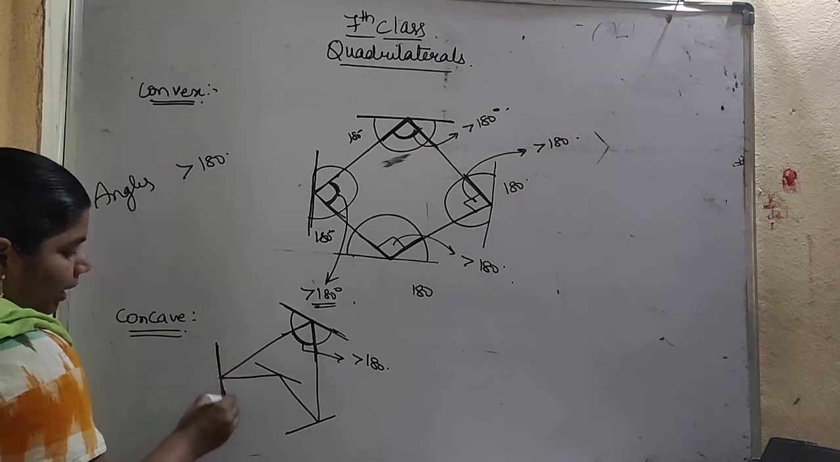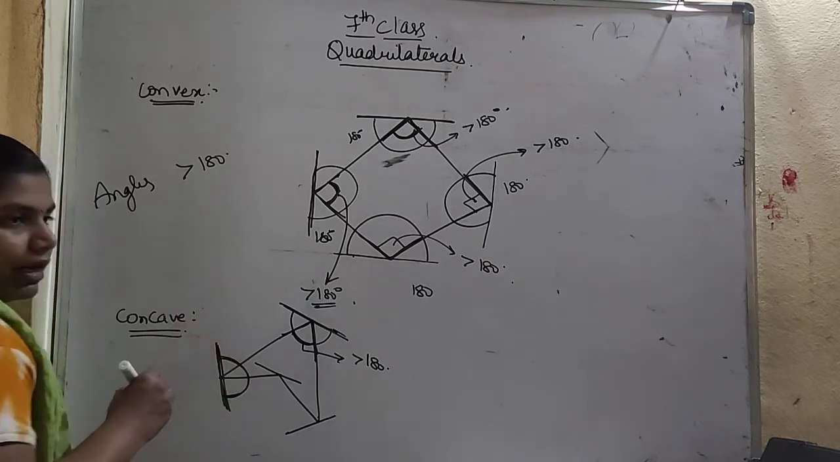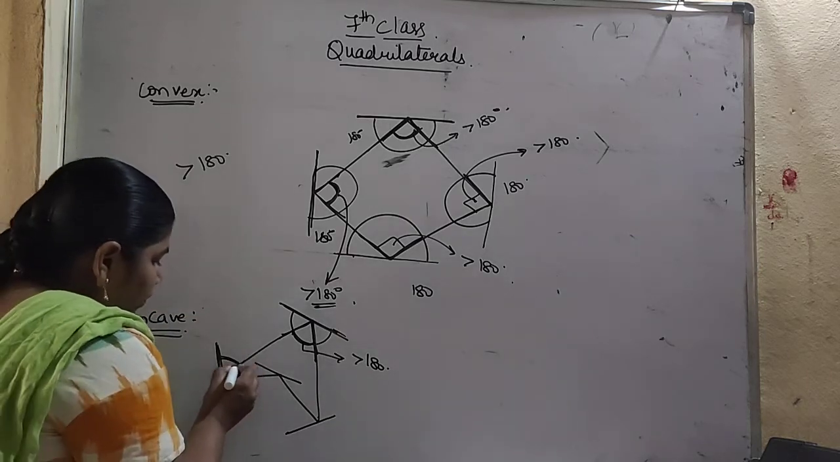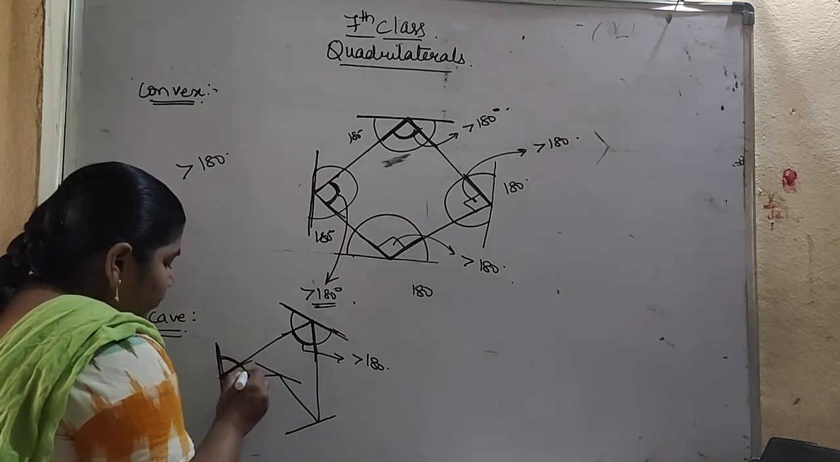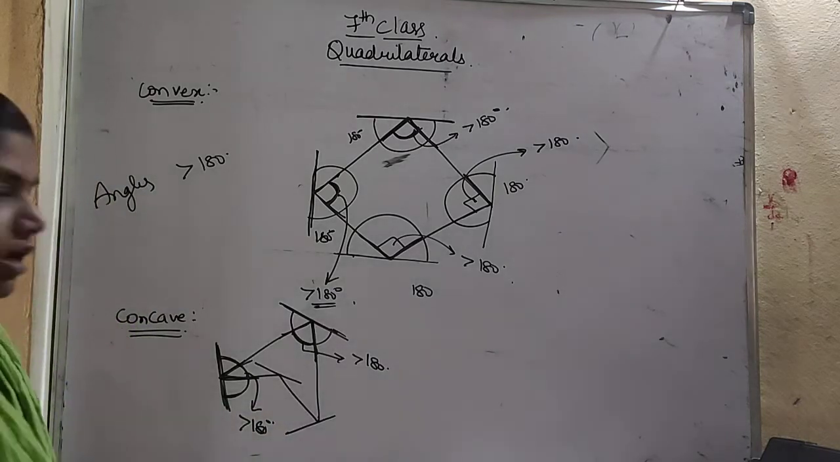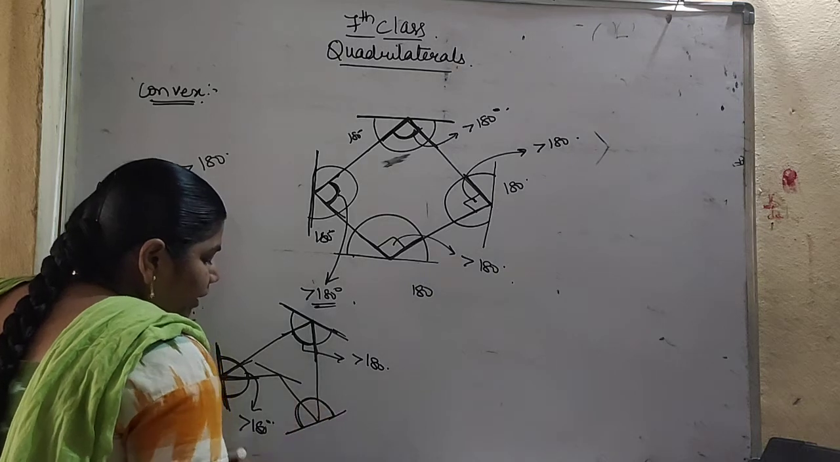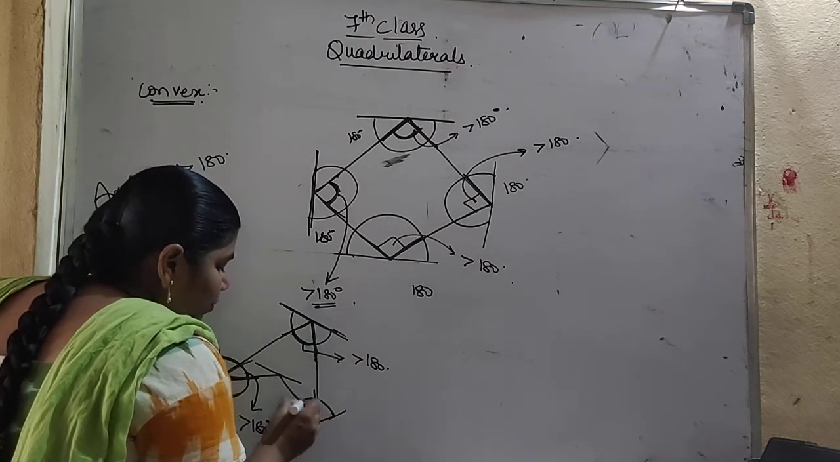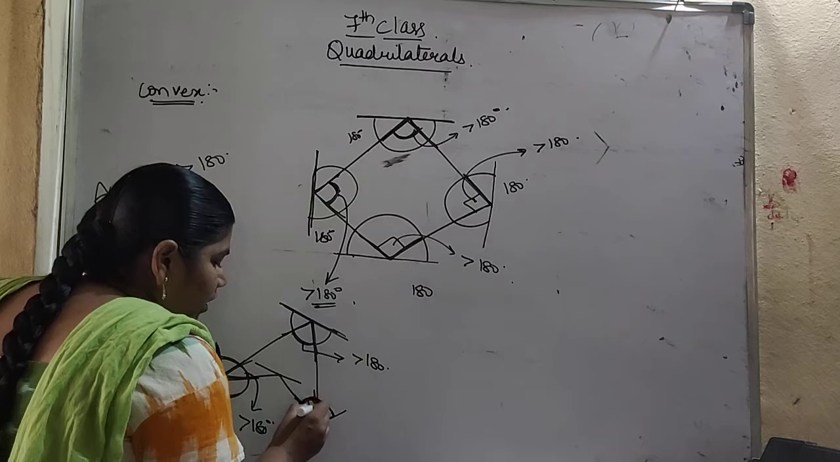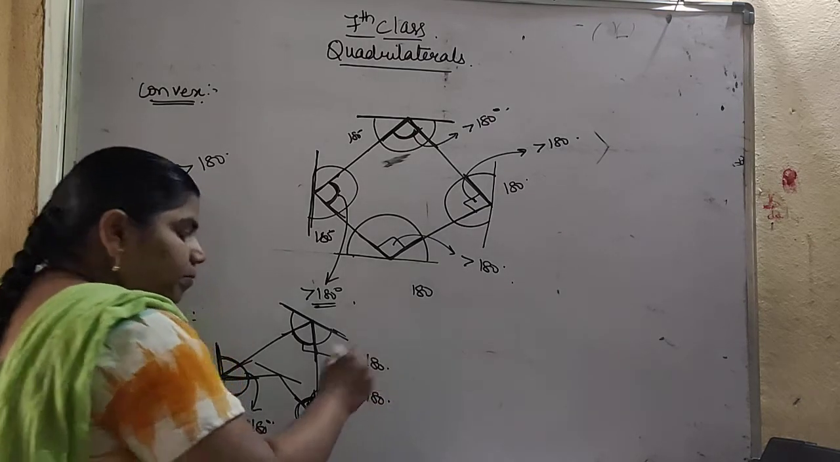The full angle will be equal to 180, but we are using only this part. So that means it will be less than 180 degrees. Now I am taking this part. The full angle will be 180, but I am using only this colored part. So this will be less than 180.